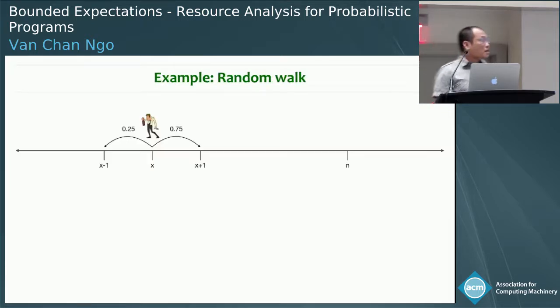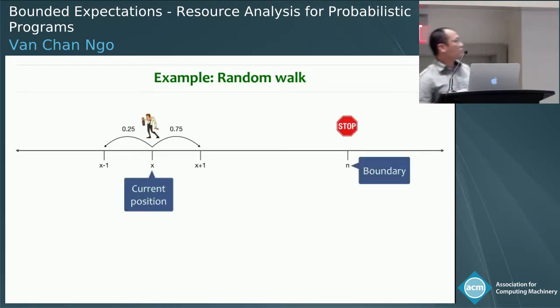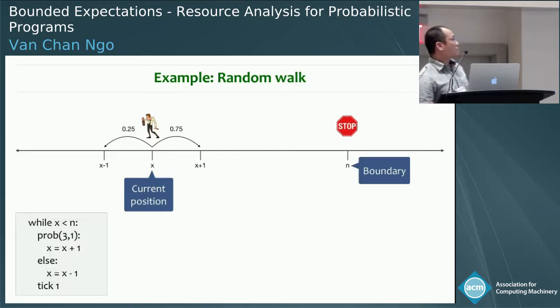Okay. So let's consider a random walker here, where X is the current position of the walker and N is a boundary condition, meaning that the walker will stop walking when he reaches this position. The walker goes forward one step with probability 0.75 and goes backward one step with probability 0.25. So we can simulate this random walk algorithm as a simple probabilistic program.